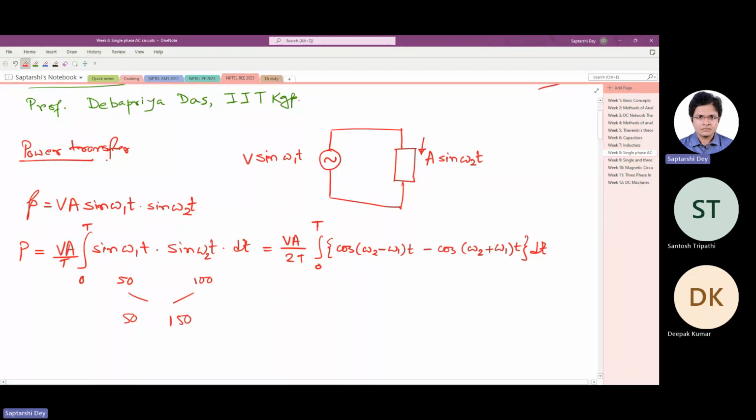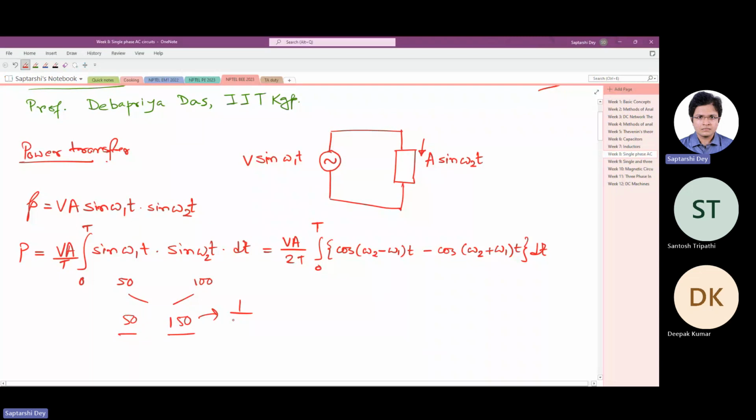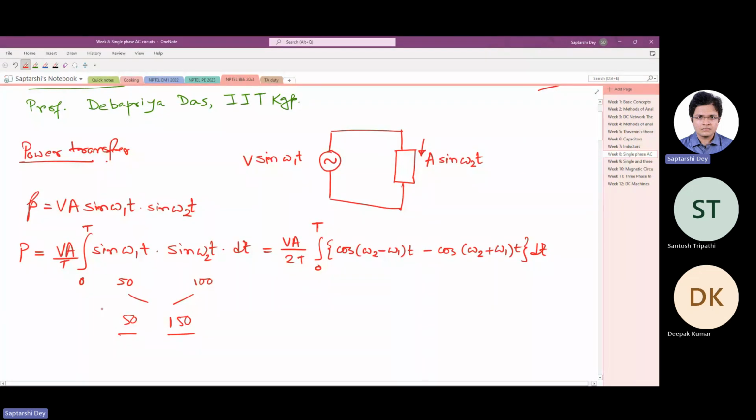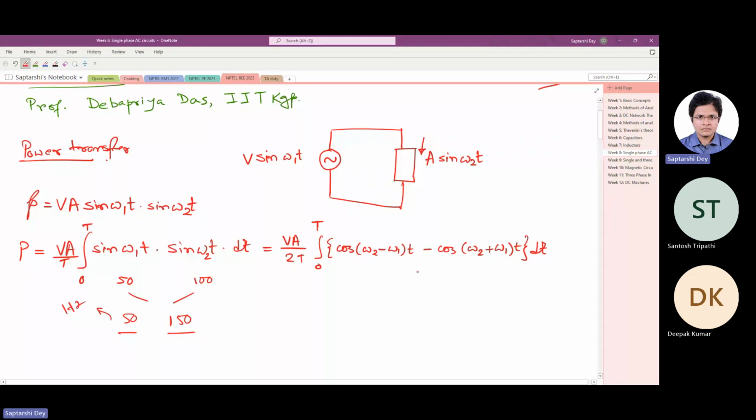Now when we are doing the integration, we are trying to find out the average power. We have to do the integration over a complete period of the resultant waveform. So the resultant waveform has 50 hertz and 150 hertz components. So we have to take the time period corresponding to 150 hertz component. Why so? No, sorry, not 150 hertz. The time period corresponding to the 50 hertz component. Why so? Because we have to make sure that the whole period repeats itself.